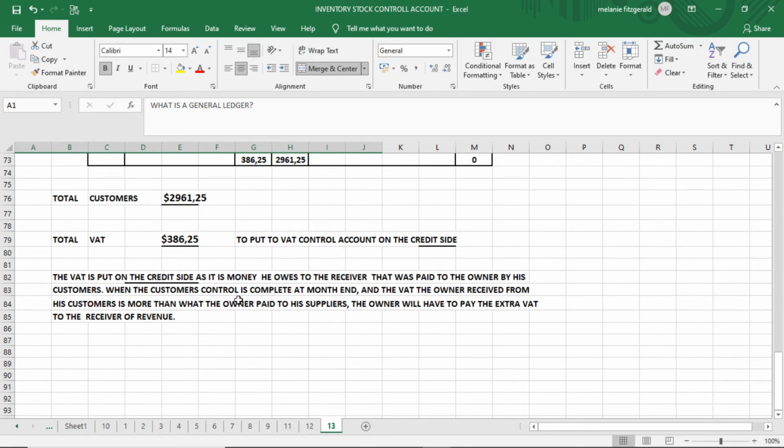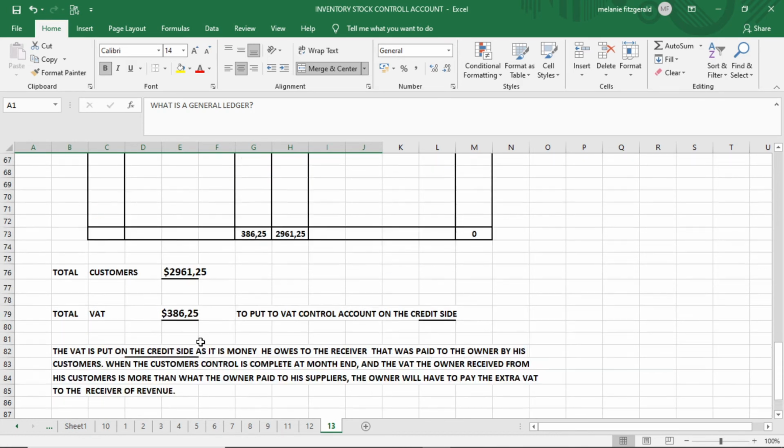When the customer's control is complete at month end, and the VAT the owner received from his customers is more than what the owner paid to his suppliers, the owner will have to pay the extra VAT to the receiver of revenue. All right, so that just basically sums it up.